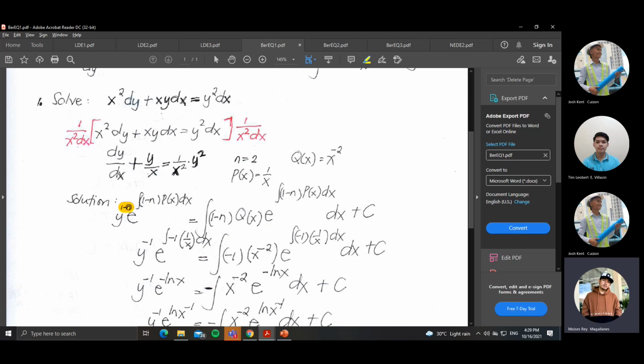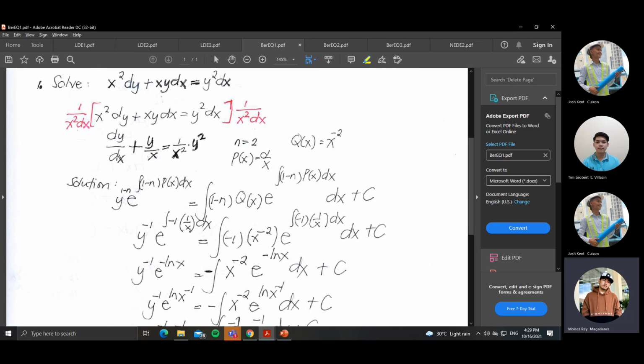First, the power of your dependent variable is 1 minus n. Then the e, before your p of x, also has 1 minus n, and the integral of q of x, or whatever your independent variable is, also has 1 minus n before it, and then the e again. So the two are the same, with 1 minus n before p of x. That is what you have to remember in Bernoulli: where the 1 minus n is placed.